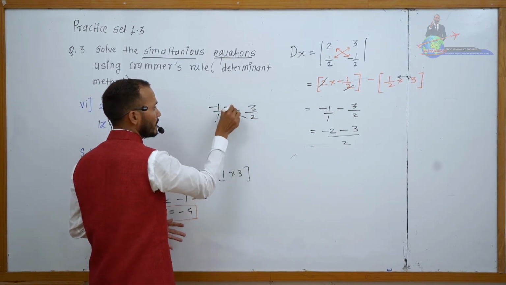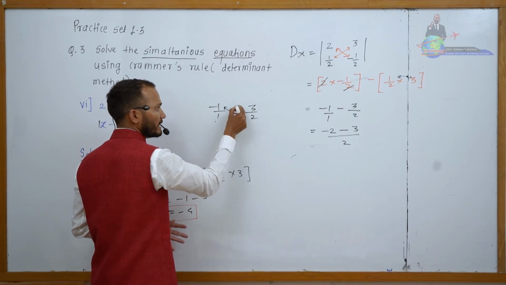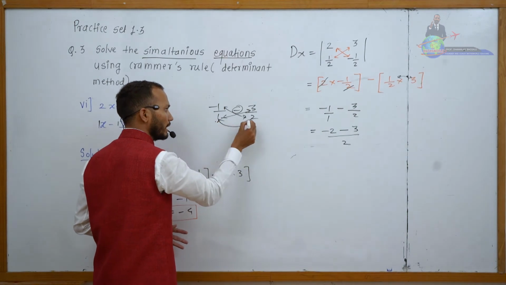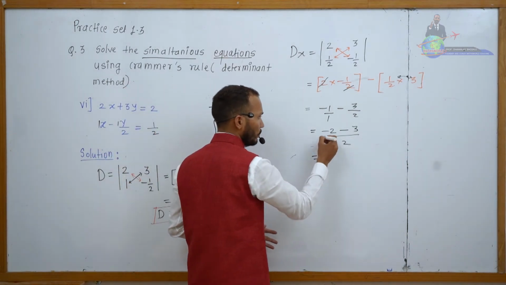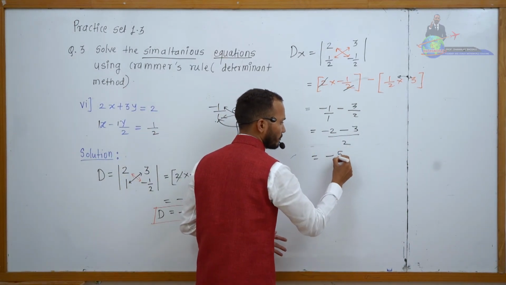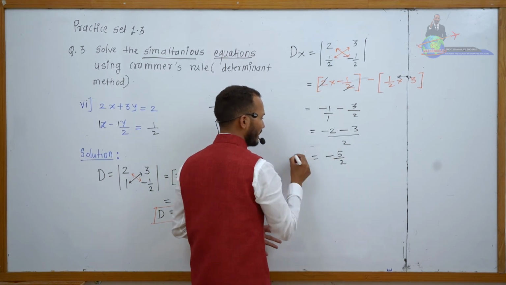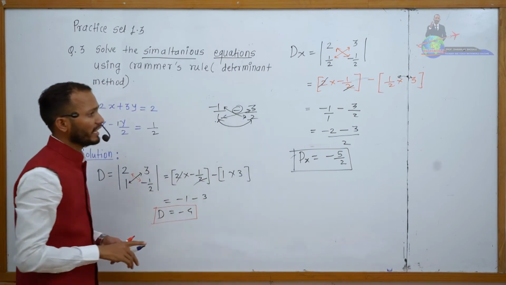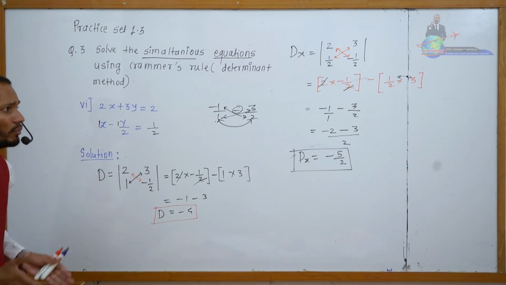Multiply these two, then the middle sign, then multiply these two, and the denominators multiply, like this type. Equal to minus 2 minus 3, which means minus 5 by 2. Means student, Dx is minus 5 by 2. What is the value of Dx, student? Minus 5 by 2. Now student, we go to the next.